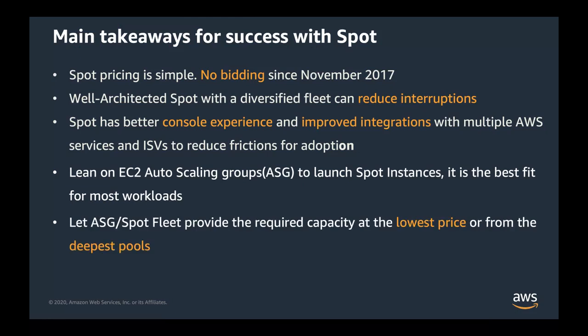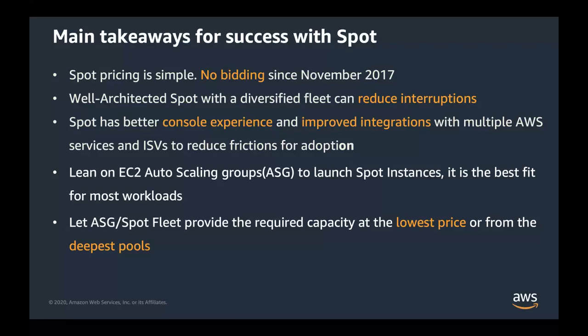These are the main takeaways we would like you to leave with. Spot pricing is simple, no bidding since November 2017. Well-architected Spot with a diversified fleet can really reduce interruptions. Spot has better console experience and improved integrations with multiple AWS services and ISVs to reduce friction for adoption for our customers. That's been a goal for the AWS service team, and you will continue to see that investment going forward. Lean on EC2 Auto Scaling groups to launch Spot instances. It is the best fit for a lot of workloads, and adopting the new and improved Auto Scaling groups will future-proof your cloud deployments for following cloud best practices.